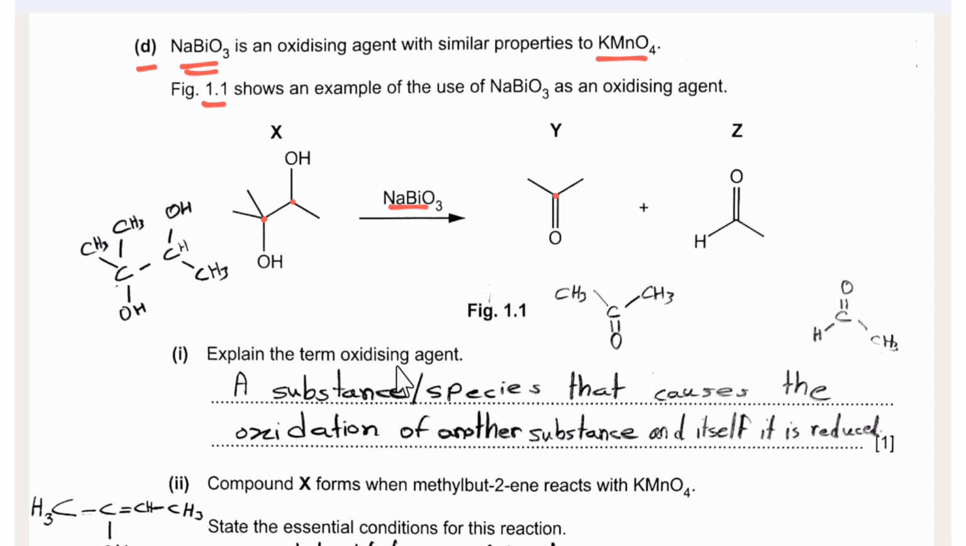Then explain the term oxidizing agent. An oxidizing agent is a substance that causes the oxidation of another substance, and the oxidizing agent itself is reduced. So it is a substance or species that causes the oxidation of another substance, and itself it is reduced.